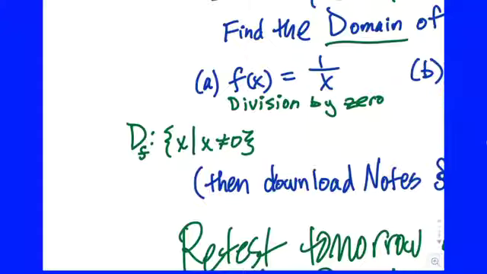Again, the way we read this is the domain of function F is the set of all X, and that vertical bar is such that, and then you define the rule. You build the set, okay? This is called set builder notation.